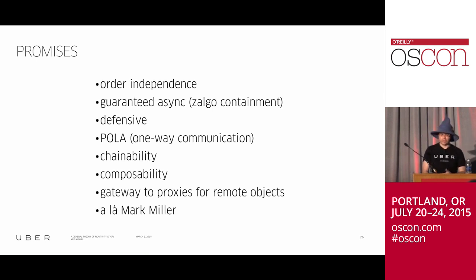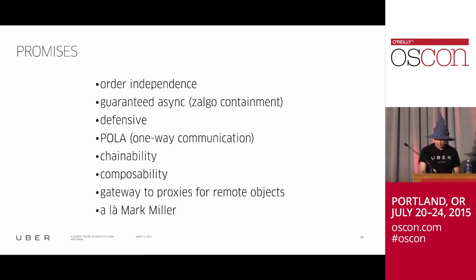They're chainable for serial. They're composable, so you can do parallel. They're a gateway for using promises as proxies for remote objects, because once you're liberated from being in the same space, in the same time, you can be in a different process entirely and send messages to each other asynchronously. So you can have a promise that is essentially your gate to speaking to an object in another process.